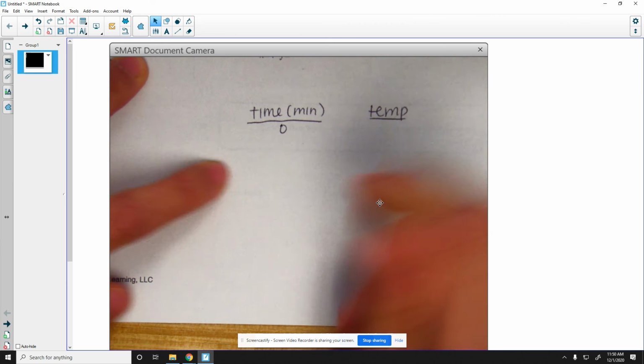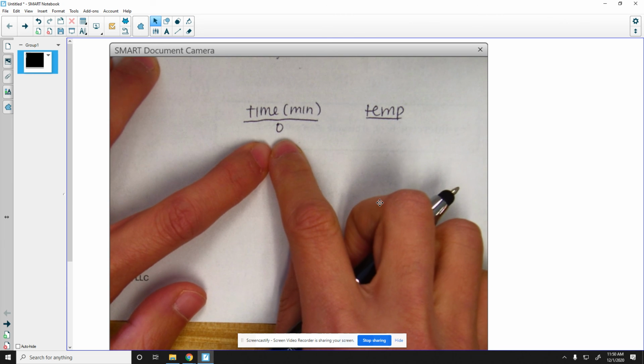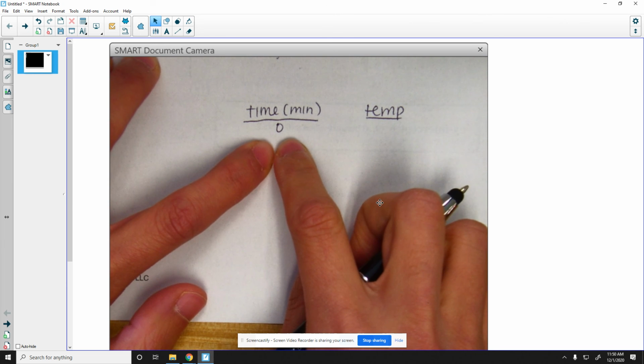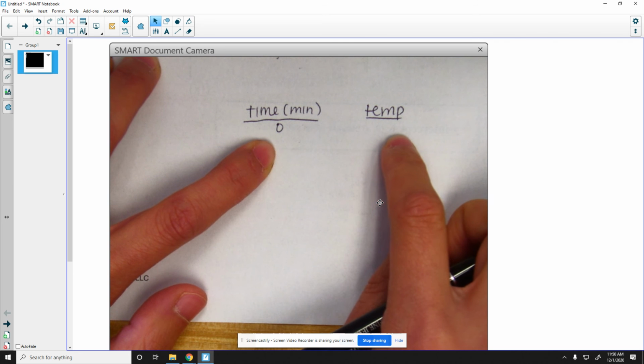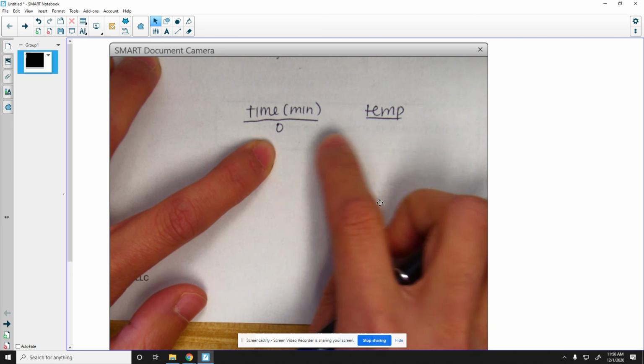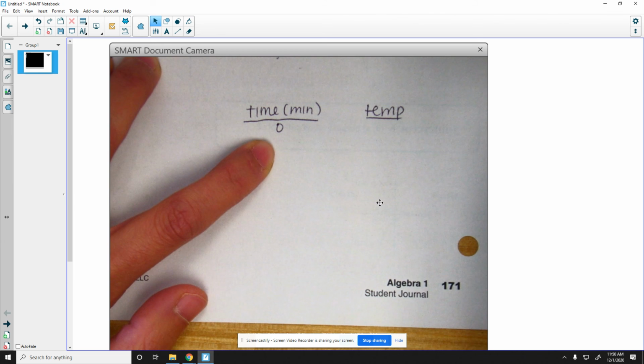So at 0 minutes, what is the temperature of your oven? 0. No, if it were 0, then it'd be cold. Exactly. So room temperature. Okay, so let's say that your room temperature is 70. Whatever. Okay, your room temperature is 70.